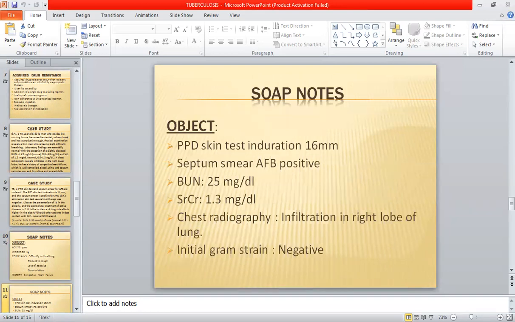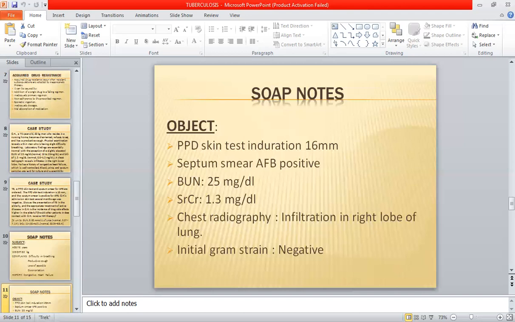Different tests were performed. PPD skin induration is 16 mm. If PPD skin induration is more than 10 mm, then the person is susceptible to TB. Sputum smear AFB test is positive, acid fast bacilli test positive. Blood urea nitrogen level is somewhat high. The normal blood urea nitrogen level is 10 to 20 milligrams per day, but he has 25 milligrams per day.